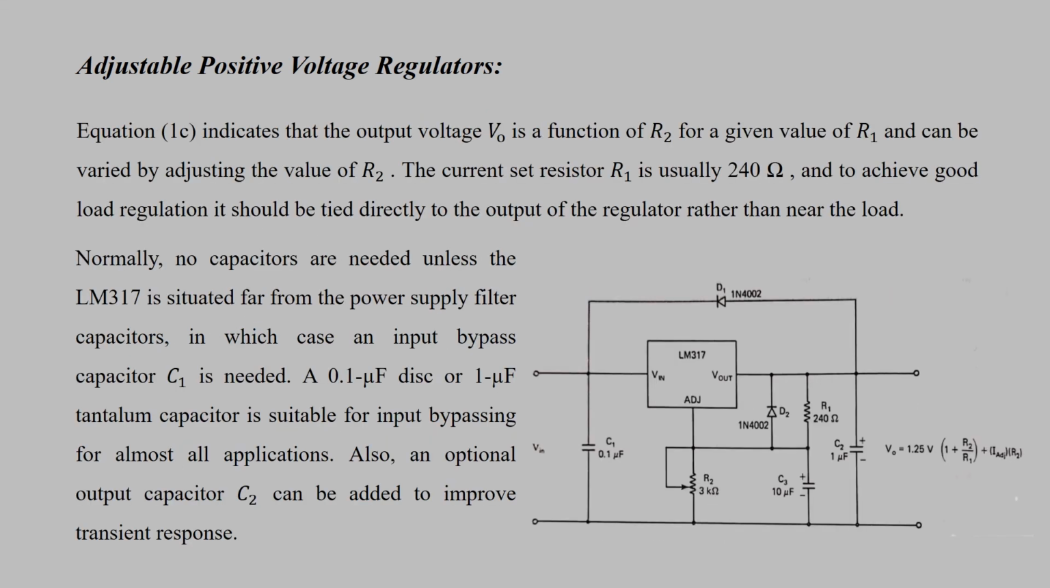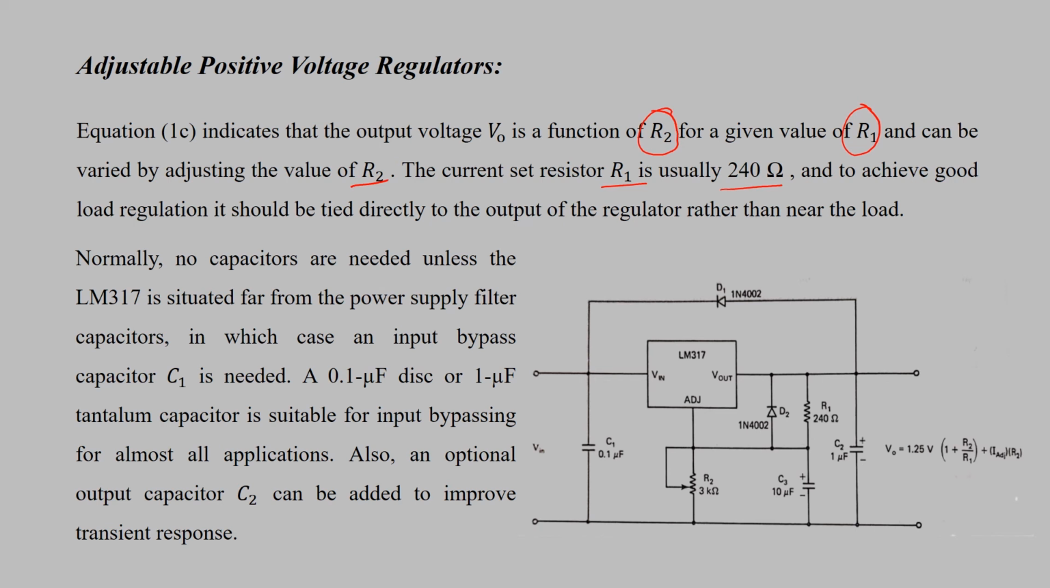Now from the above equation, it is indicated that output voltage is a function of R2 for a given value of R1 and can be adjusted by varying the value of R2. The current set resistor R1 is usually 240 ohm, and to achieve good load regulation, it should be tied directly to the output of the regulator rather than near the load.